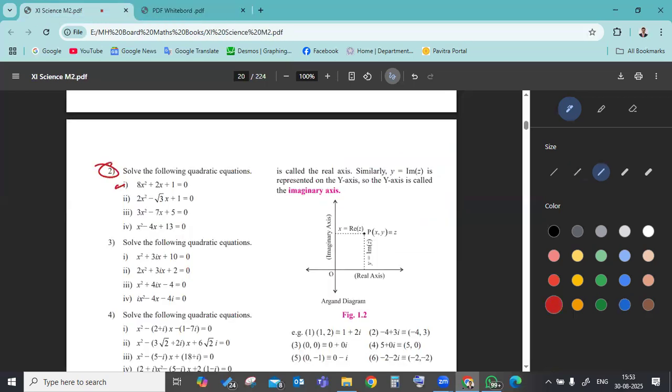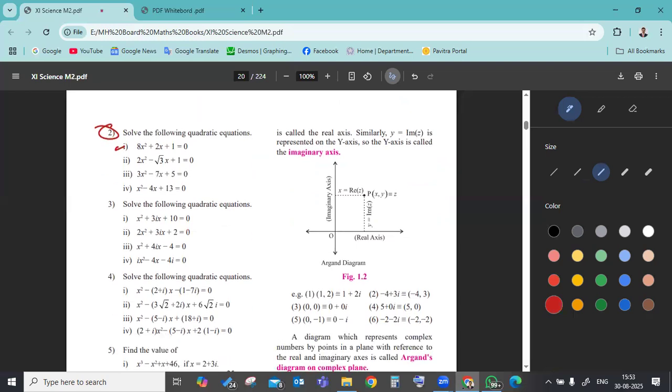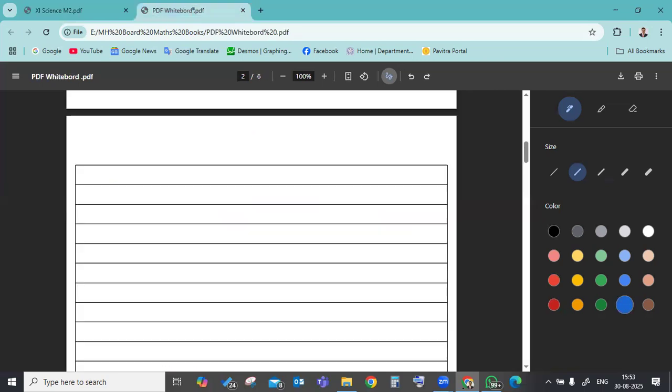Yes. Next, tell me which question we should solve now. The second, third, fourth one: x square minus 4x plus 13. This one, yes. x square minus 4x plus 13 equals 0, right?